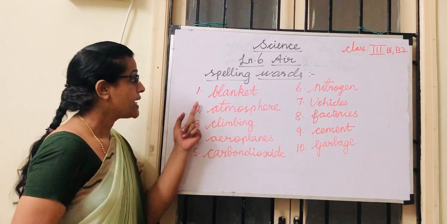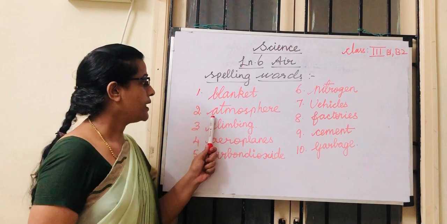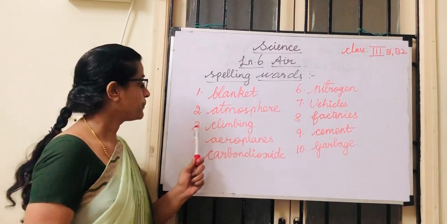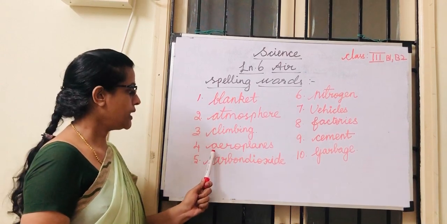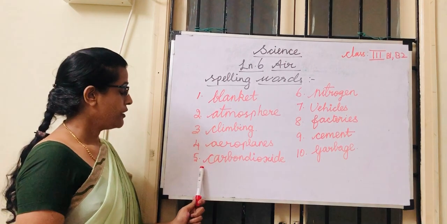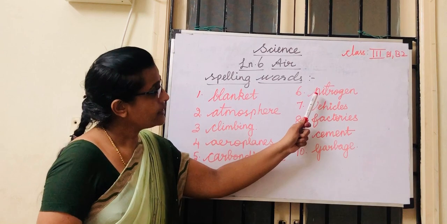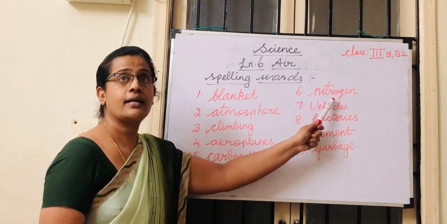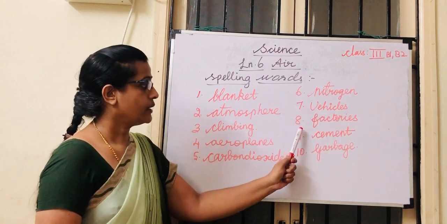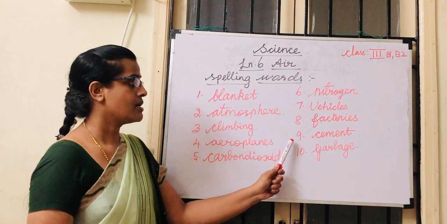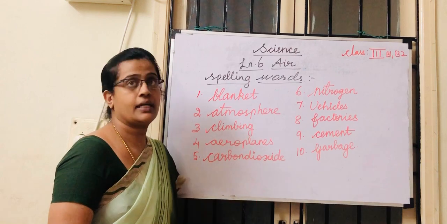First word is blanket. Second word is atmosphere. Third one is climbing. Fourth one, aeroplane. Fifth word, carbon dioxide. Sixth one, nitrogen. Seventh one, vehicles. Eighth word, factories. Ninth one, cement. Tenth one, garbage.